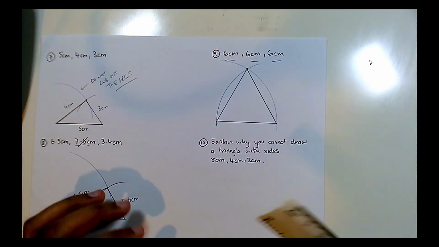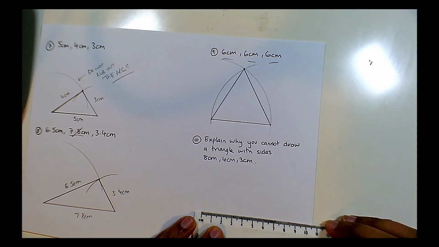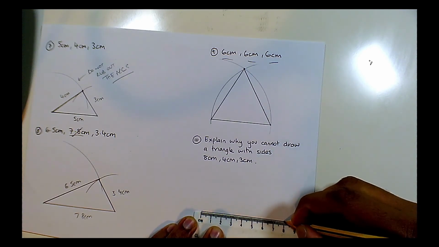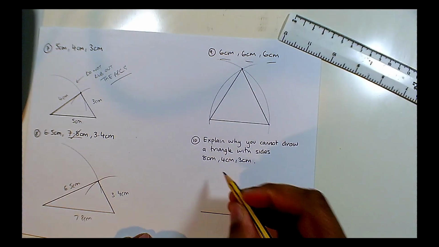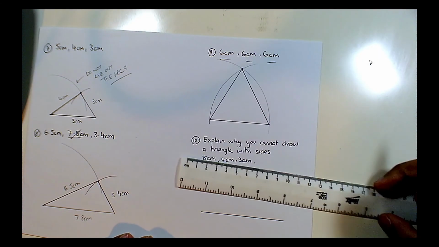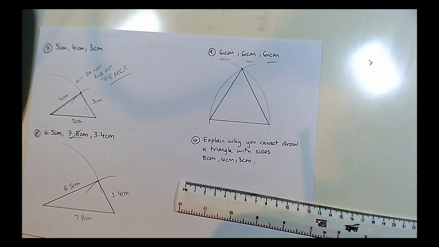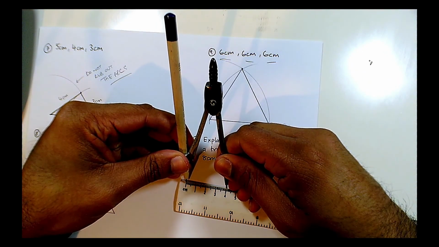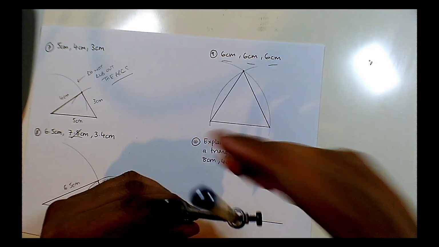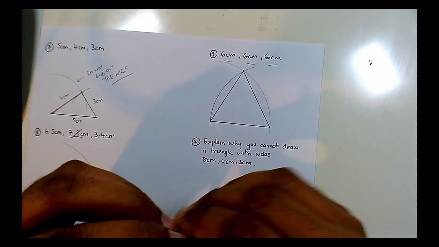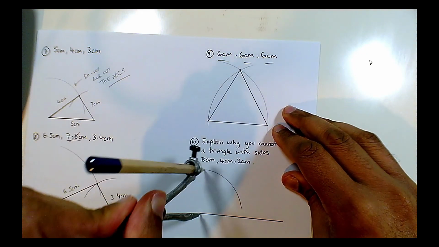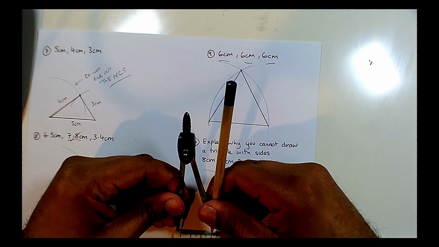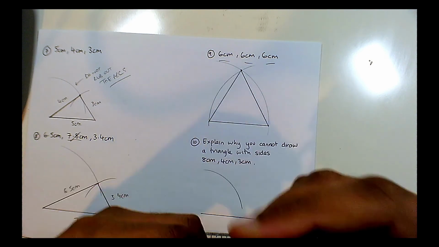Now, to draw this visually, again, I'm going to draw my longest side, which is 8 centimeters. I'm going to draw an 8 centimeter line, like so. And then if I look at 4 centimeters, so with my ruler and my compass, I'm going to set this to 4 centimeters, which is there. And I'm going to draw my 4 centimeter arc, like so. And I'm going to do the same for 3 centimeters, which is just about there.